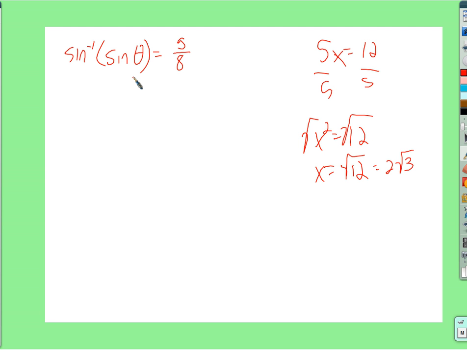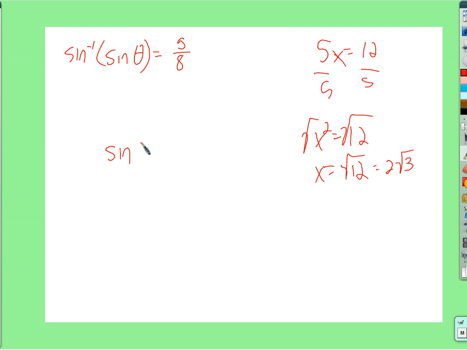Just think about that. We're going to take the inverse sine again. The sine of theta is something, right? All angles have a sine. So we find out what the sine of theta is, and then we take the inverse sine of that. Well, that's just going to give us an angle. It's going to give an angle that has that sine, so it's going to give us theta again. Let's try it.